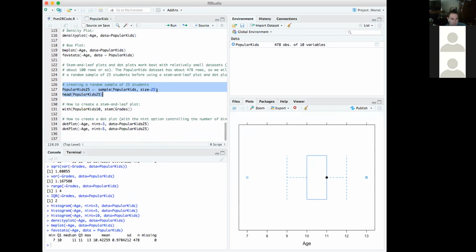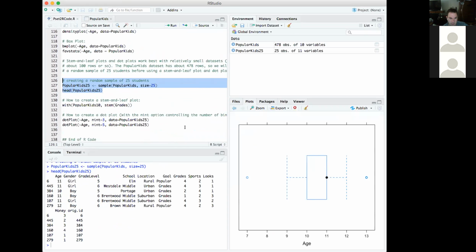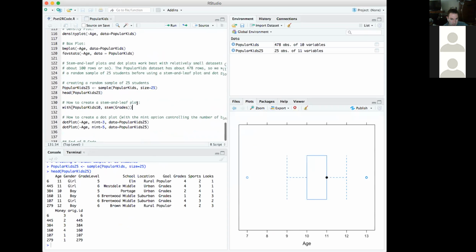You have to create a random sample. This will take a random sample of 25 students from this population. This is telling R to make a sample of 25 students from the popular kids data set and store it as a new variable, which we're calling popular kids 25. And then we can view that. So let's run that command and see that. As we see here, we created a new sample. We can observe these are the 25 students, and now we can create a stem and leaf plot.